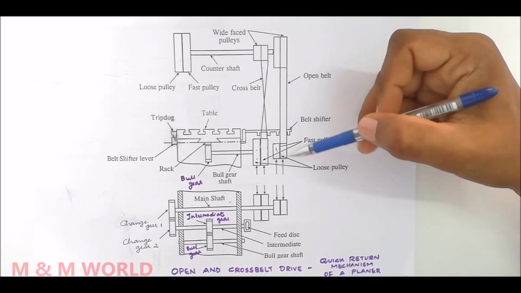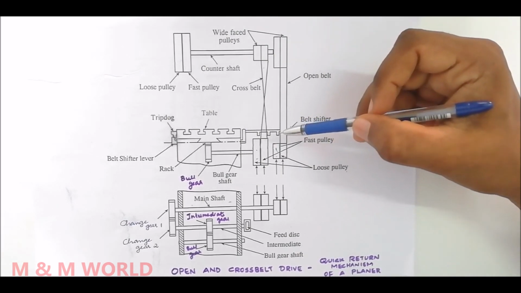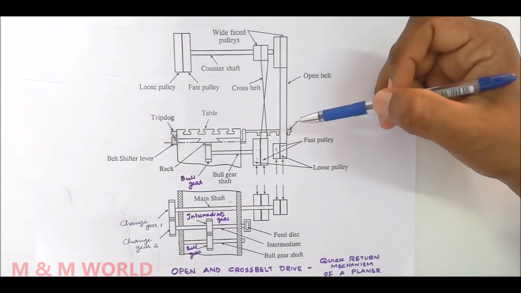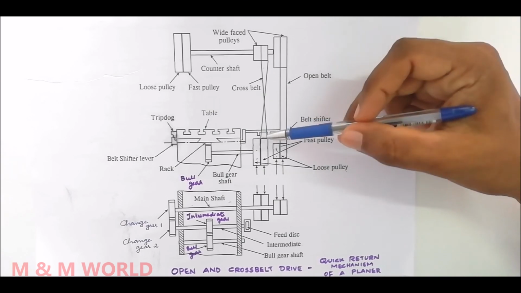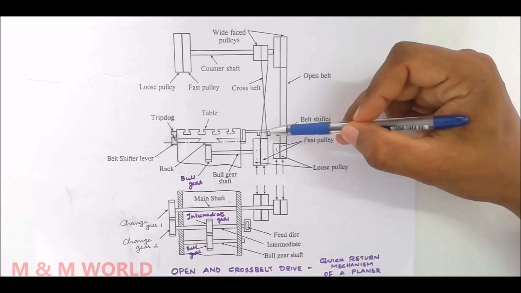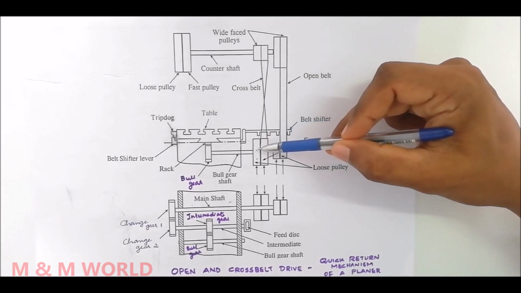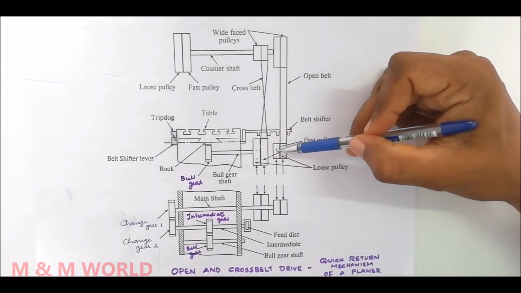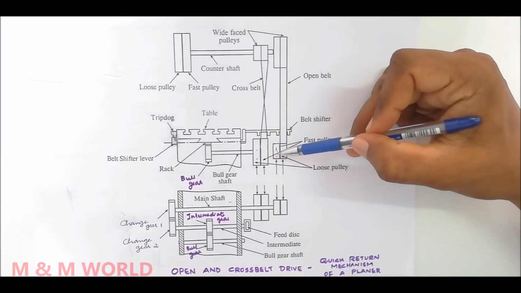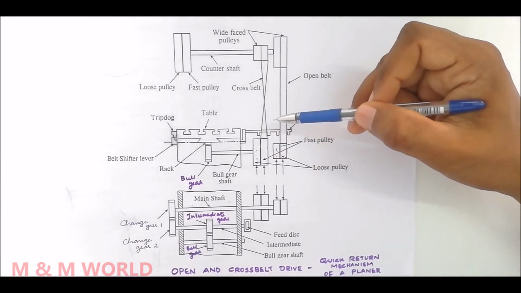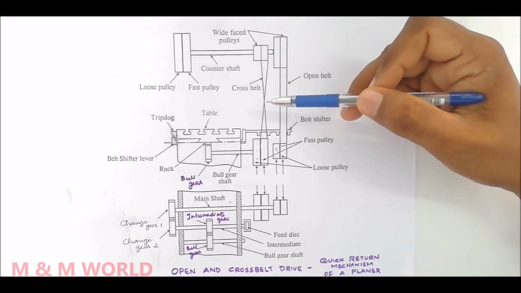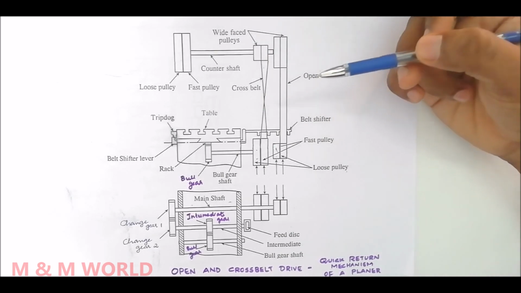At the end of the return stroke, a second trip dog will hit against the belt shifter lever, causing the cross belt to be shifted to the tight pulley and the open belt to be shifted to the loose pulley, and hence we will obtain a forward stroke, and the cycle of cutting and return stroke will repeat.